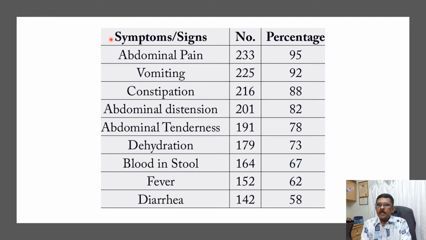Now, the incidence of the various presenting features, the frequency of occurrence, is shown in this table here. Abdominal pain, vomiting, constipation, and abdominal distension are the four most common presenting features. And abdominal distension with tenderness. Sometimes there may also be tenderness, but severe tenderness or generalized tenderness and guarding are severe signs that indicate the probability of strangulation and perforation.